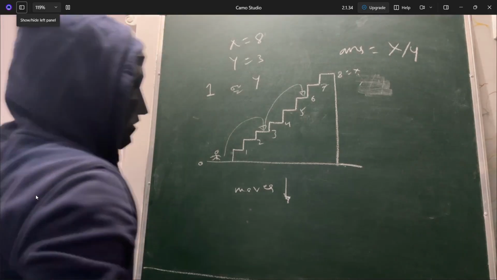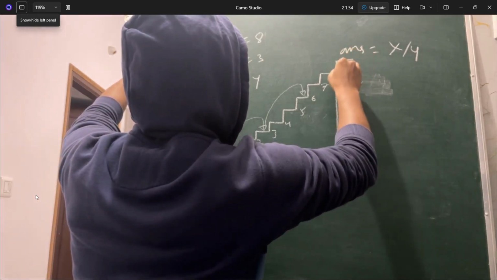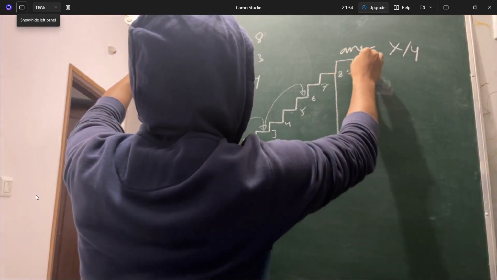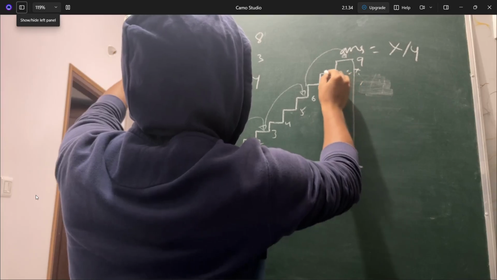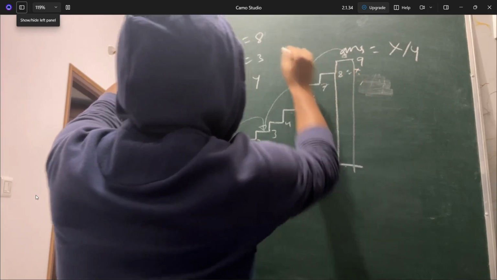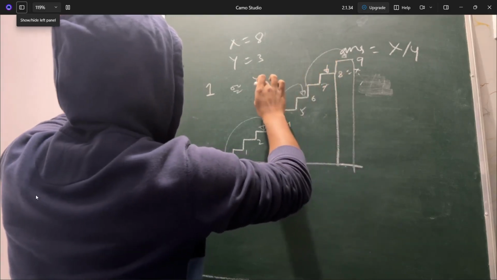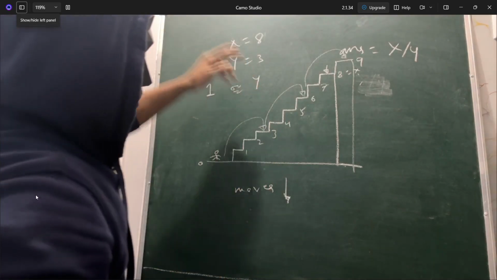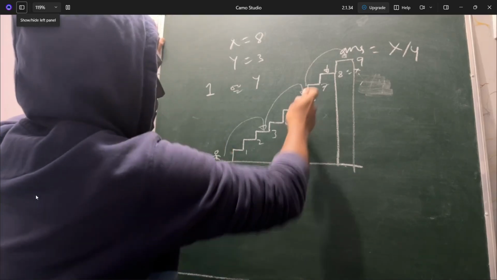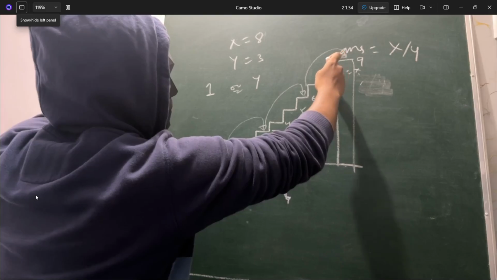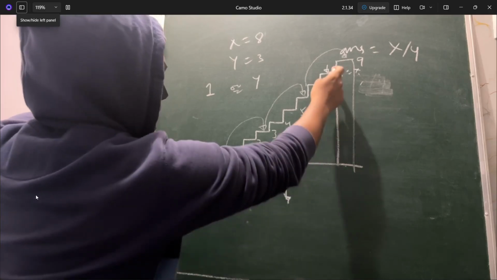Now, if you try to take y steps again, that is not possible, because he'll be reaching, let's say, level 9 if you take one more move. But he needs to reach exactly this position, which is x equal to 8. He needs to reach this position only. So now he will not be taking y steps at a time. He'll be taking one step, because if he takes y steps, he'll be overflowing. Basically, he'll be moving ahead of x. So he needs to reach exactly x.